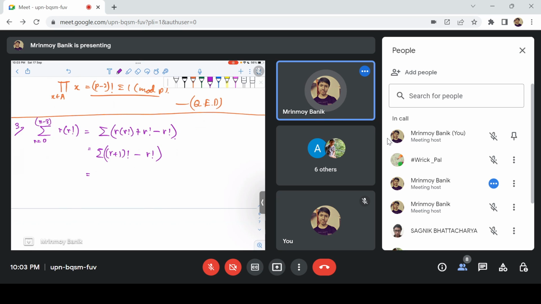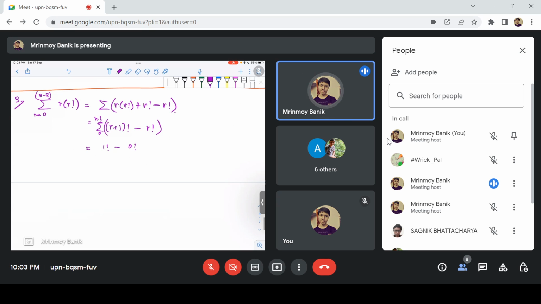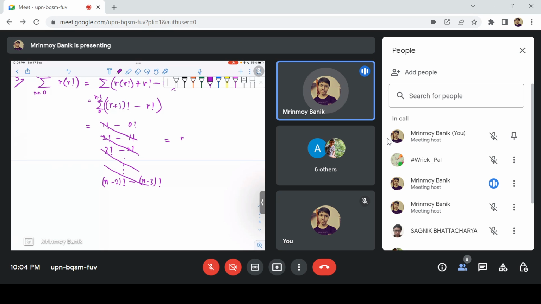So then we can write the sum, so this r runs from 0 through n minus 3. So plugging in 0, we get 1 factorial minus 0 factorial. Then we have 2 factorial minus 1 factorial, 3 factorial minus 2 factorial, up till n minus 2 factorial minus n minus 3 factorial. Right, and then we can cancel out diagonally like this. So we are left with n minus 2 factorial minus 0 factorial. 0 factorial is 1, as you know.